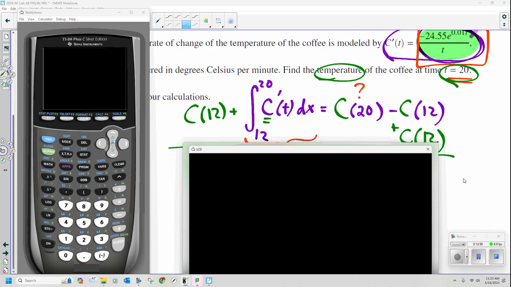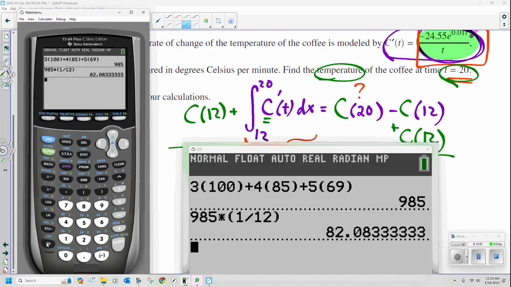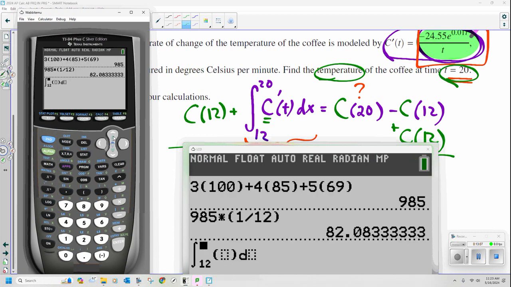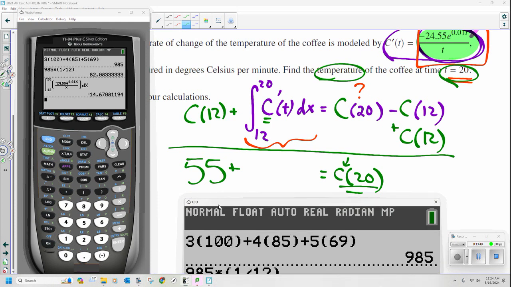I'm going to put this integral. All right, and we're going to go math 9 from 12 to 20, and we're just putting in the function they give us. I'm going to create a fraction that was negative 24.55 e raised to the 0.01. We are going to use x because we don't use the t in the calculator, over x dx. Now don't forget, I've got to add that to 55. Okay, so my negative 14.671, we'll call that. Don't forget, we're adding that to 55.